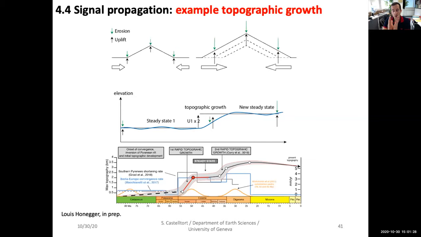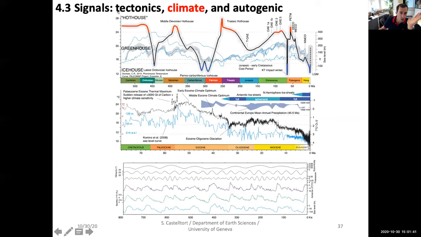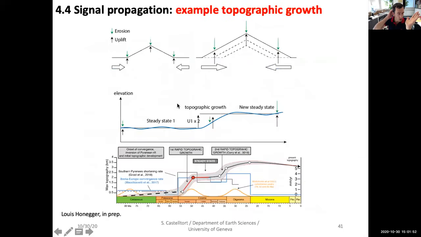So in the early Eocene, you go towards more and more small delta O18, if I'm not wrong. You go towards negative delta O18 here. And what Louis could show is that here in the Pyrenees, you go much faster towards negative values. And this can be explained by the growth of topography.